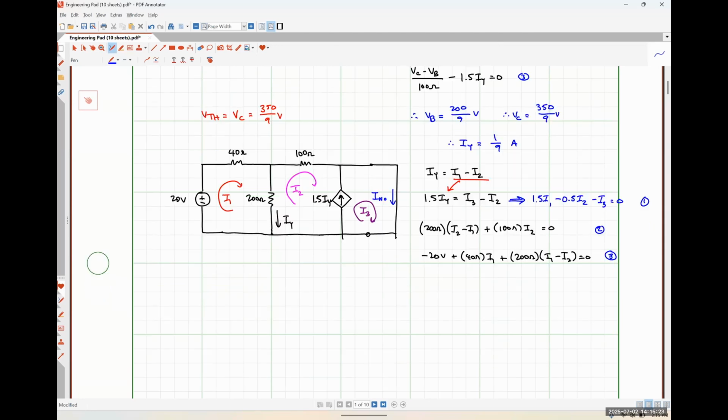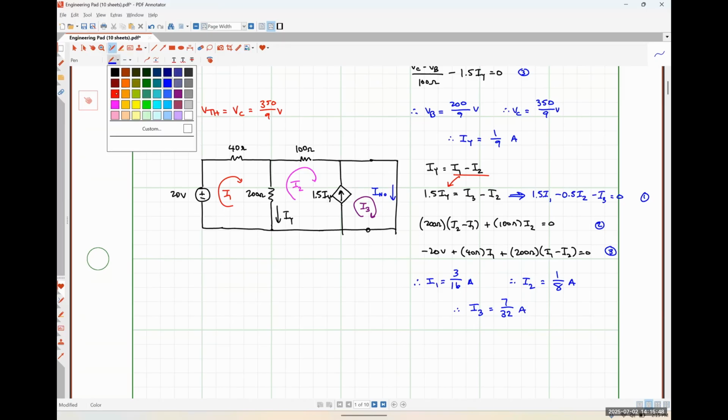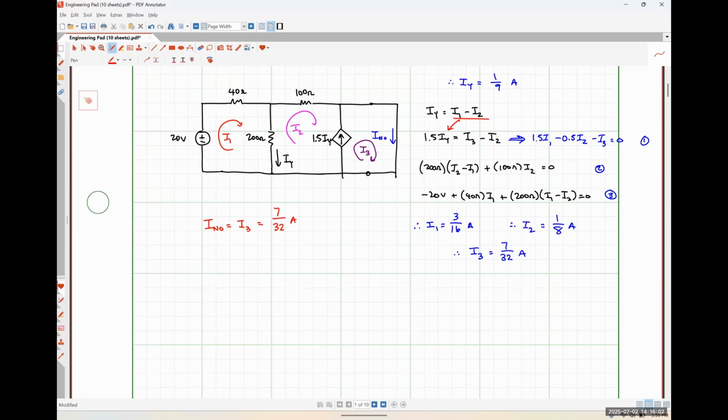Solving this system, I get I1 is 3/16 of an amp. I2 is 1/8 of an amp. And I3 is 7/32 of an amp, where our Norton current, I Norton, is just the same thing as I3, 7/32.